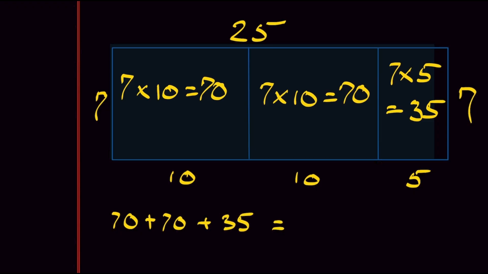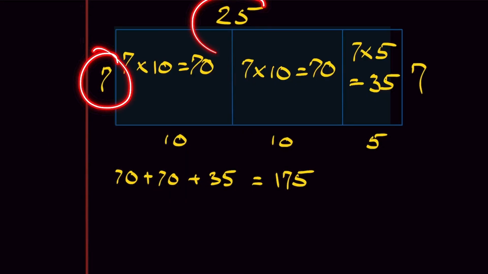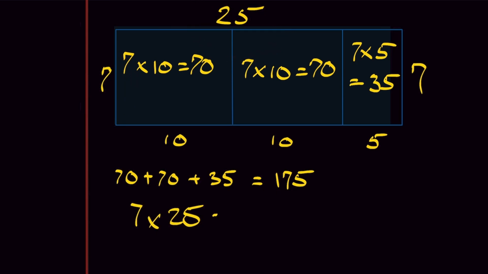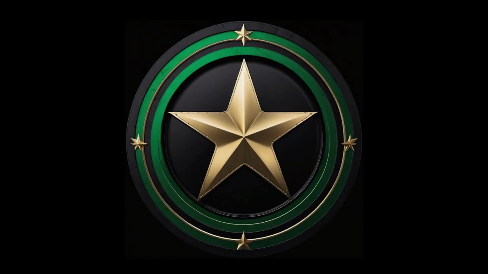I'm going to work this out by looking at the tens first. 7 10s and 7 10s and 3 10s gives me 17 10s plus 5, 175. Now for the multiplication, 7 times 5 has to equal the same area. The three smaller rectangles equal the first one of $175.